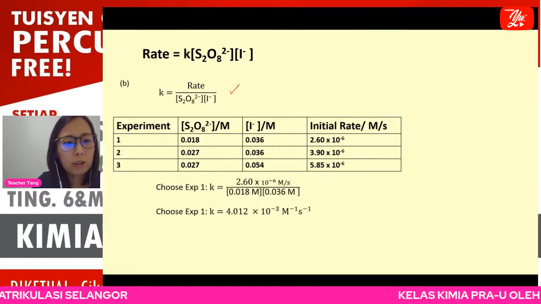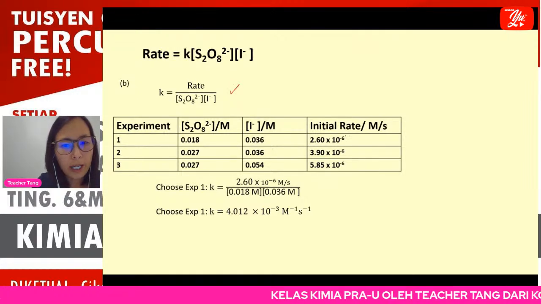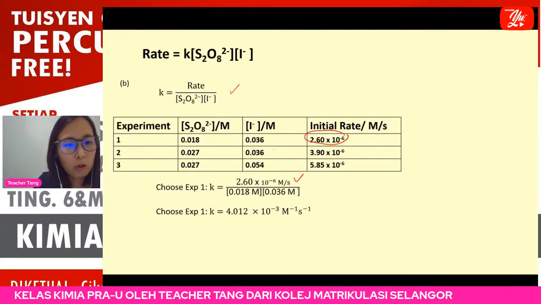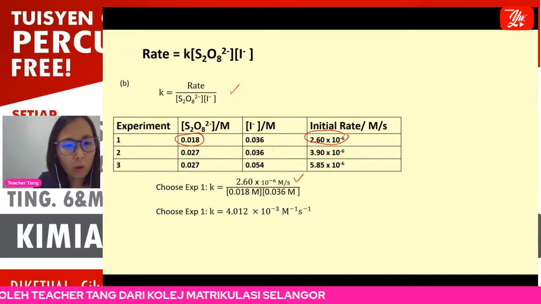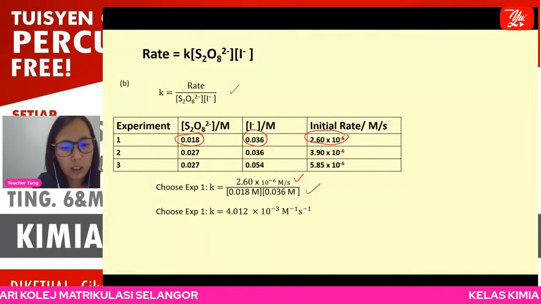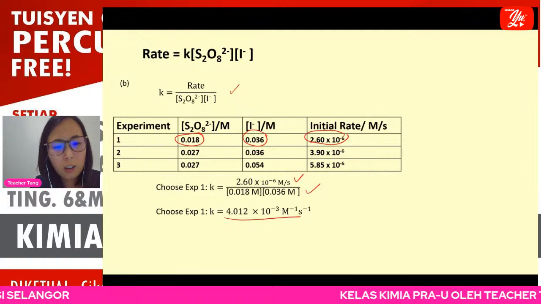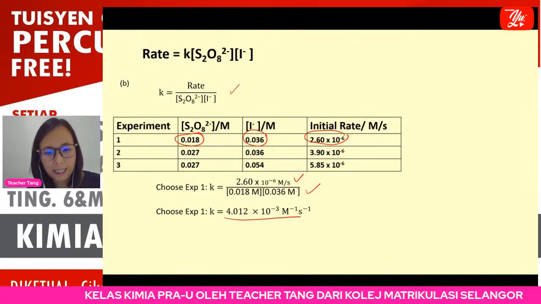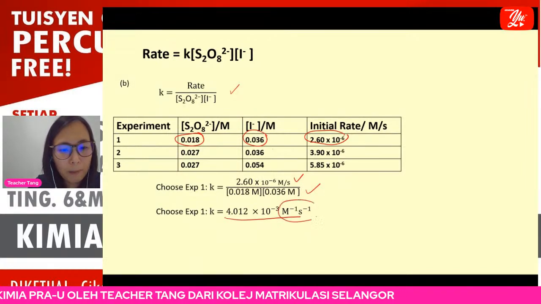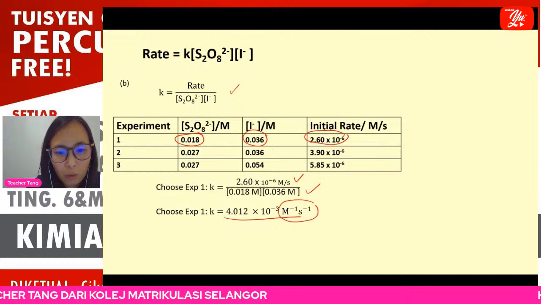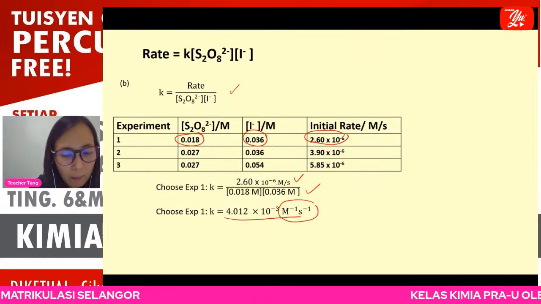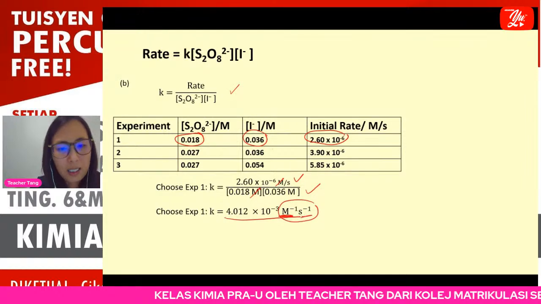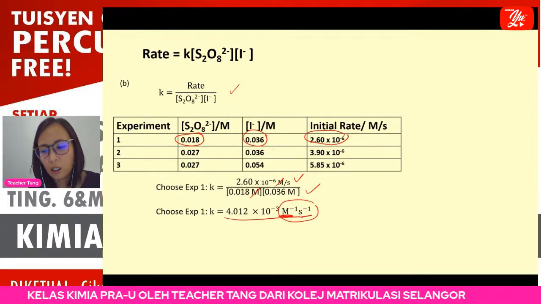So in this case, I choose experiment 1. I substitute the experiment 1 reaction rate into the equation and also the concentrations of reactant S2O8 2 minus and iodide to give the rate constant equal to 4.012 times 10 to the power of negative 3 per molar per second. So how do we get this per molar per second? Basically, we can deduce from here. Can you see that? The molar, we can cancel out and that gives us per molar per second as the unit for the rate constant.